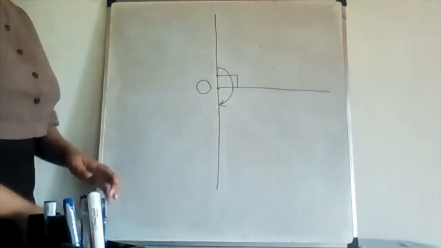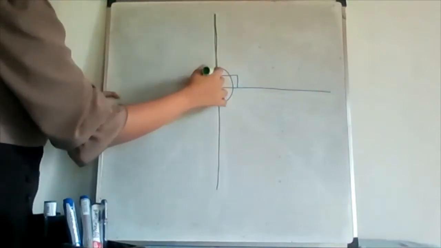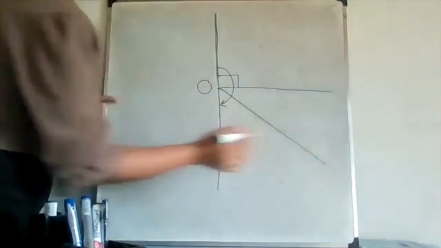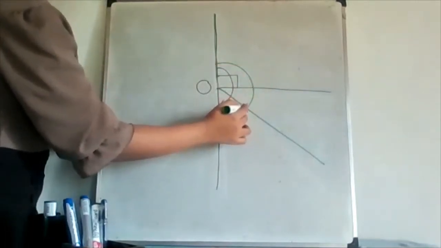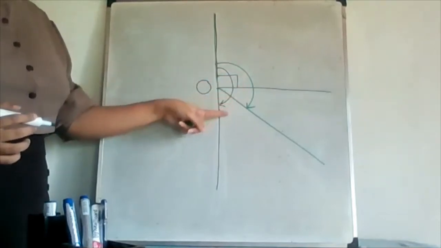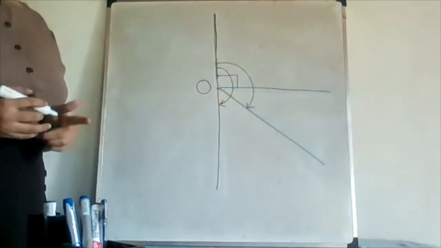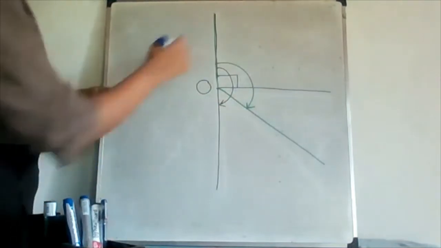And the next one, if we draw an angle like this, which is greater than an angle like this, which is greater than a right angle and less than a straight angle, that angle is called an obtuse angle.